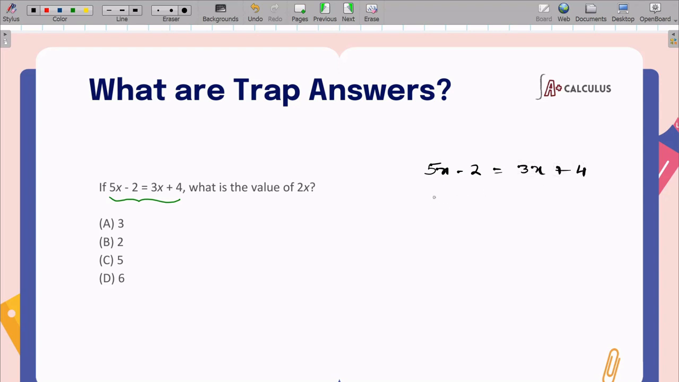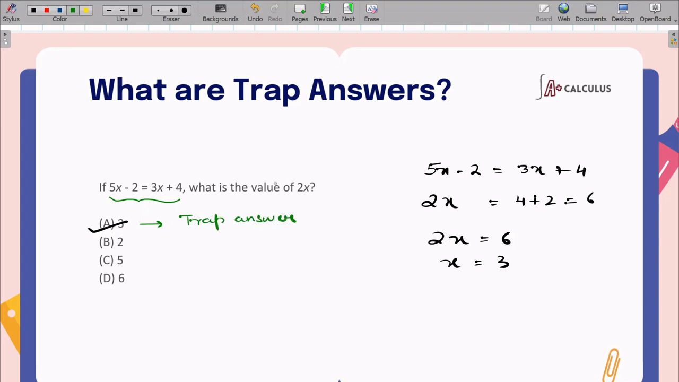I would say, okay, 5x minus 3x gives me 2x, and then add 2 on both sides. That gives me 6, and I would divide the equation by 2. That gives me x equals 3, and we will simply tick the first option, that is option C. This is your trap answer.